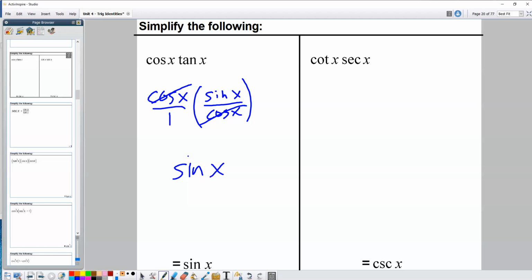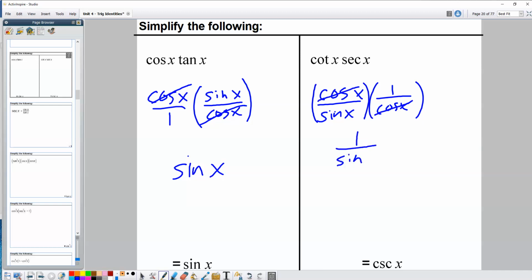Next one. Similarly, cotangent is equal to cosine of x over sine of x, times secant of x. I can rewrite that as 1 over cosine of x. And I can zap that with that. And I'm left with 1 over sine of x. That's not my answer, though. But I do know that 1 over sine of x, if I go back to my reciprocal identities, is equal to cosecant of x.